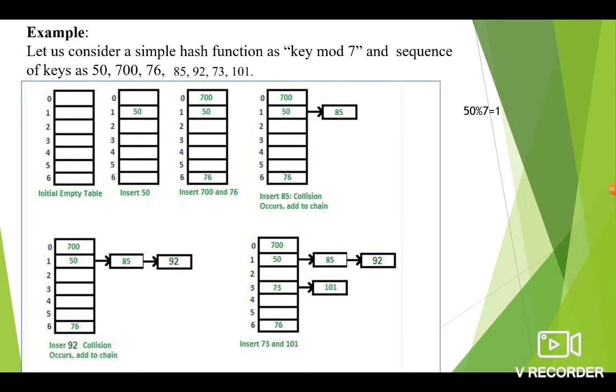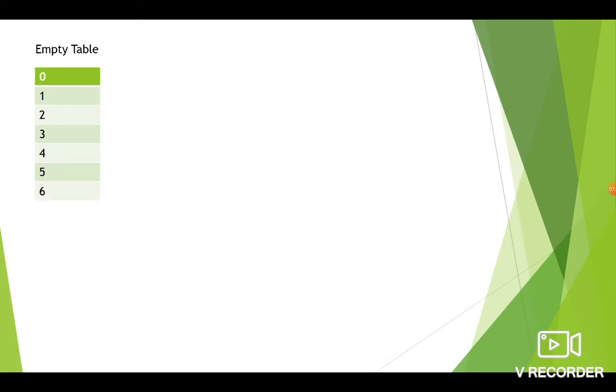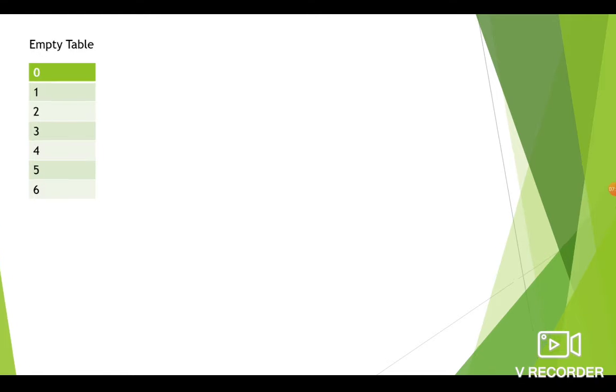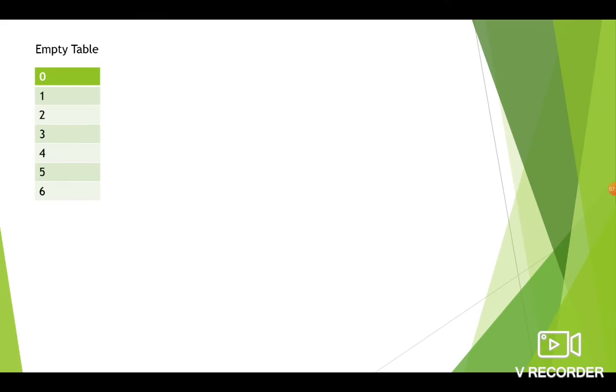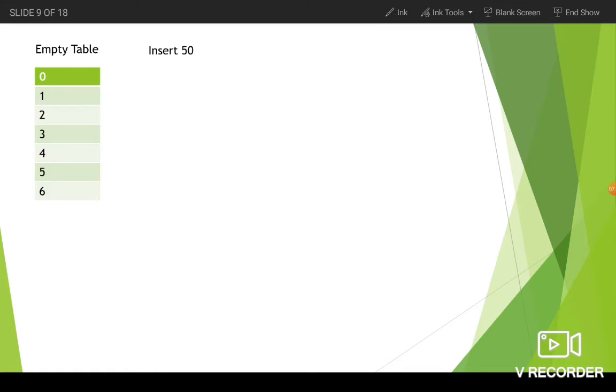See in the next figure, again I am inserting 92. It is colliding with the element 50, so that's why 92 is inserted as the new node in that list. See the figure, we have the empty table. We are inserting 50.